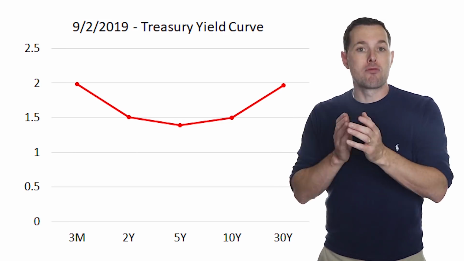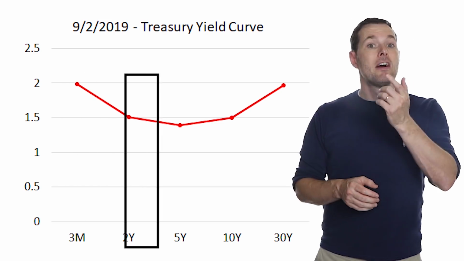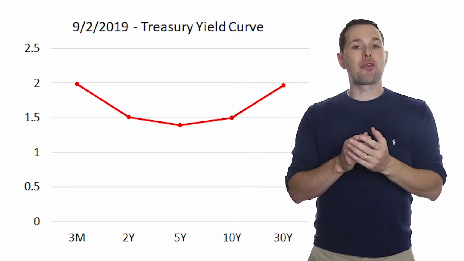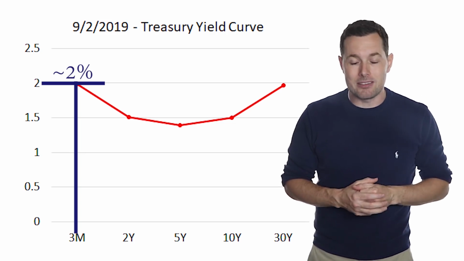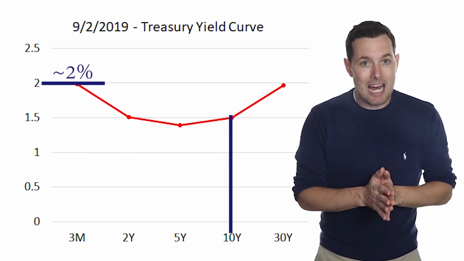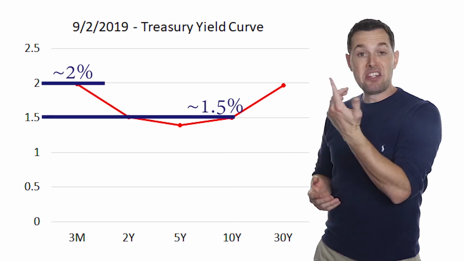Each dot here represents a different time period. So we have 3 months, 2 years, 5 years, 10 years, and then 30 years. If we invest our money for 3 months, the 3-month treasury would pay us about 2% on an annual basis. But if we invest for 10 years, right now, it would pay us about 1.5% on an annual basis, or as of the date of this chart.